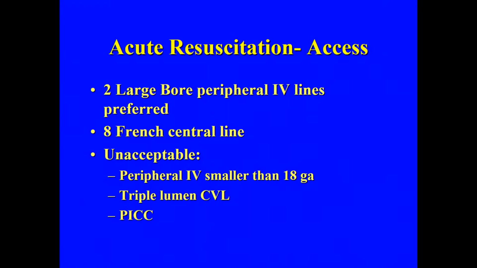It must be remembered that acute resuscitation requires reliable intravenous access. This generally is recommended as 2 large bore peripheral intravenous catheters, or perhaps an 8 French central venous catheter. Peripheral intravenous catheters smaller than 18 gauge, triple lumen central venous lines, and PICC catheters are not acceptable for resuscitation from hemorrhagic shock.